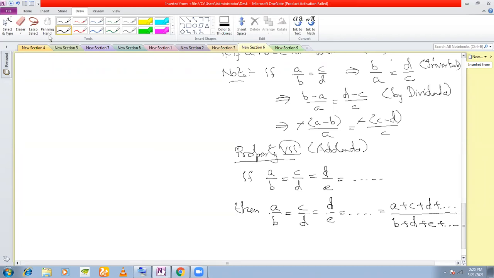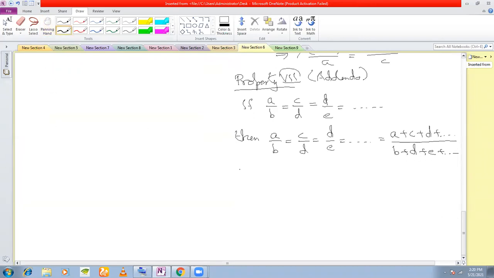Let me take an example. Suppose 1 by 2 is equal to 2 by 4. This is given to you. Then both these ratios are equal to 1 plus 2 by 2 plus 4. You can check, this will come out to be 3 by 6. So all these are 1:2. This is 1:2, this is also 1:2, this is also 1:2. Okay, so I'll stop here if you don't have any queries.